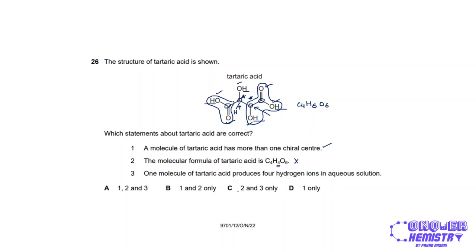So you can see over here that statement 2 is involved in all first 3 options, so they're all going to be incorrect. So we're only going to go with option D. Just to verify, it says one molecule of tartaric acid produces 4 hydrogen ions in aqueous solution. That's not the case. It's only going to produce 2 hydrogen ions because of the 2 carboxylic acid groups.